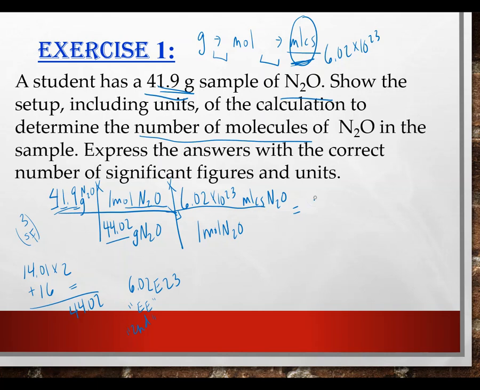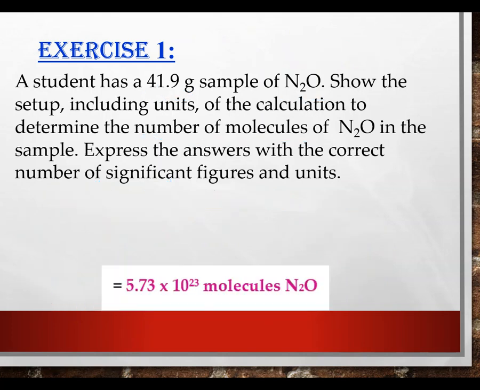So we end up having 5.730 something here. If I'm rounding it to 3, 1, 2, 3, that's a 0, so I'm not going to round it up. So it ends up being 5.37 times 10 to the 23rd molecules N2O. Make sure you use the unit substance next to the answer when you're expressing your answer. And looks like we got that correct here. So same answer, molecules N2O.